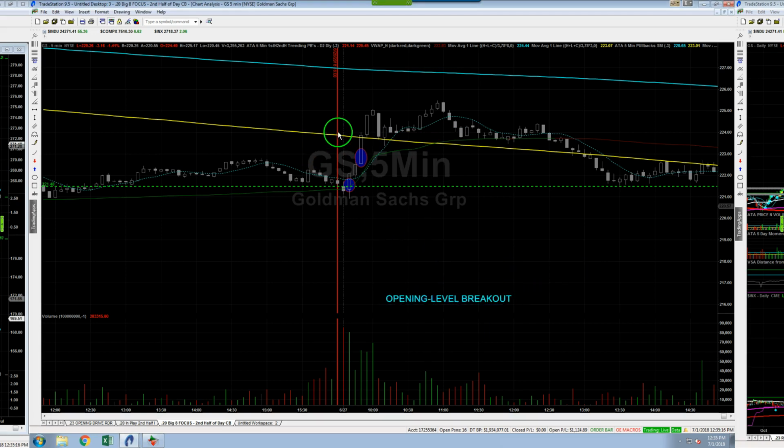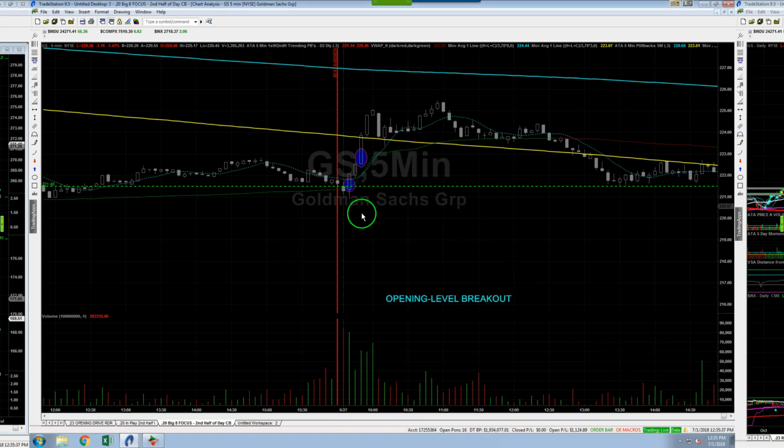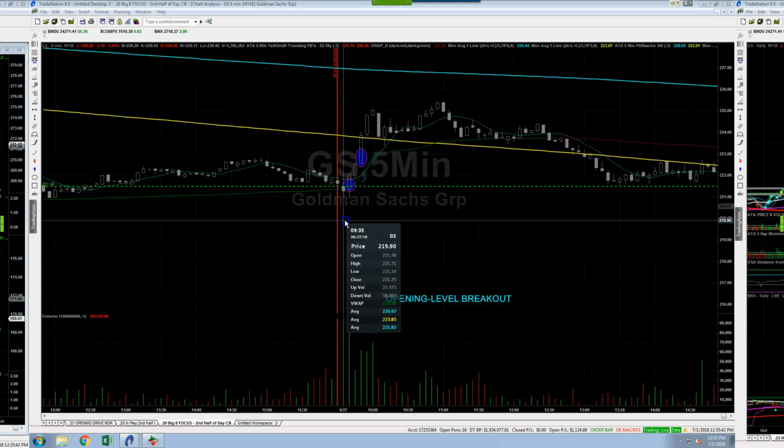Opening level breakout. So we're looking at this day right here, guys, to the right of this line breaking apart the screen, and this is where we opened on the 27th. The 27th was last Wednesday. So Goldman, guys, which is a stock in the sector that I've been paying a lot of attention to lately, we opened up on the 27th at 221.48. So that was the opening price.